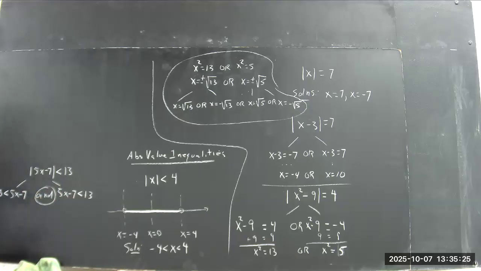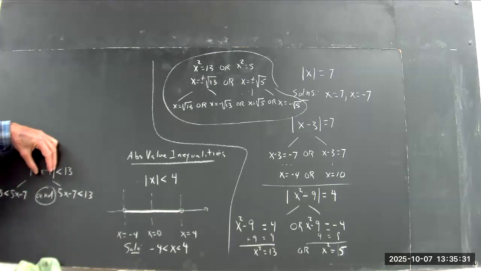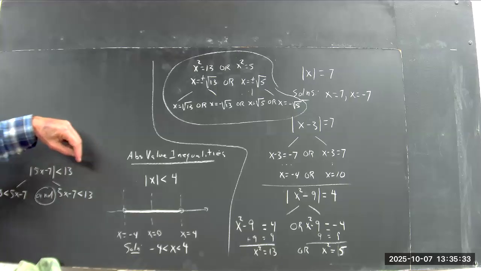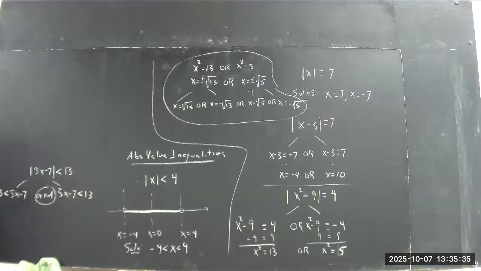That's a rule, but there's an easy way to understand the rule. Whatever's in between those signs has to be between negative 13 and 13. Otherwise, its absolute value won't be less than 13. If this thing is negative 14, then its absolute value is 14, and 14 isn't less than 13. Now we have two equations, and they're easy equations to solve.